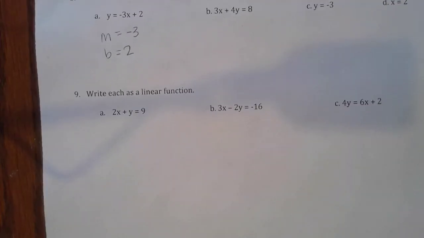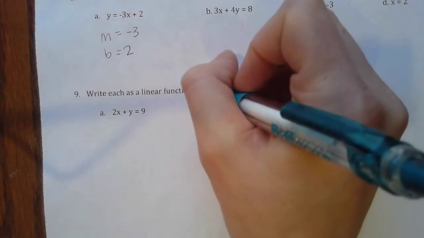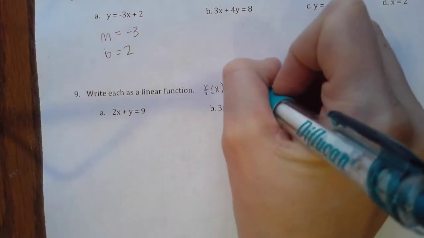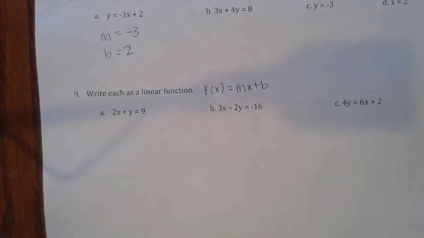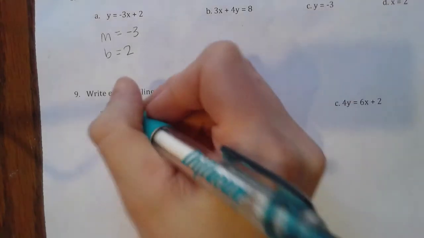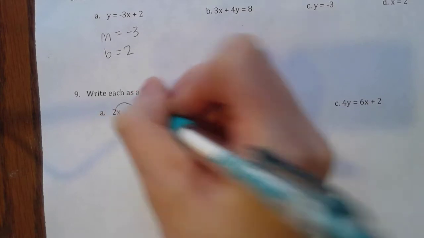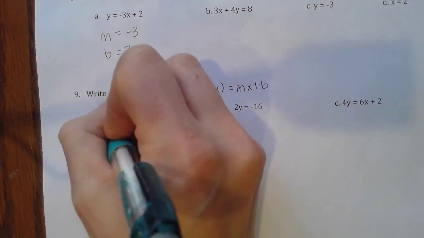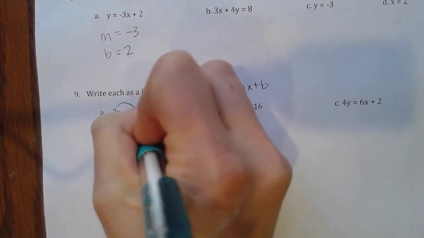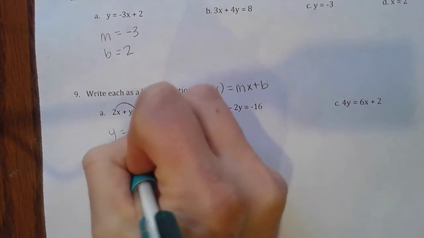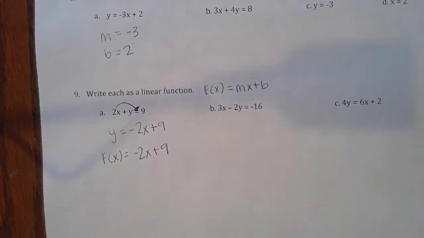Number 9, write each as a linear function. A linear function looks like y equals mx plus b, but they've just replaced y with f of x. So f of x equals mx plus b. All you have to do is get the y by itself and then change y to f of x. So for A, I'm going to move this 2x to the right side, and that'll give me y equals -2x plus 9. And just to make it a function, all you do is replace y with f of x. And that's it.